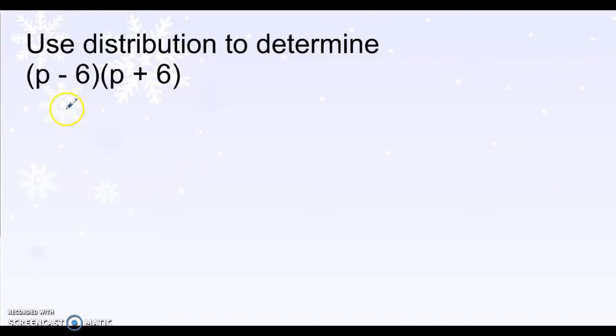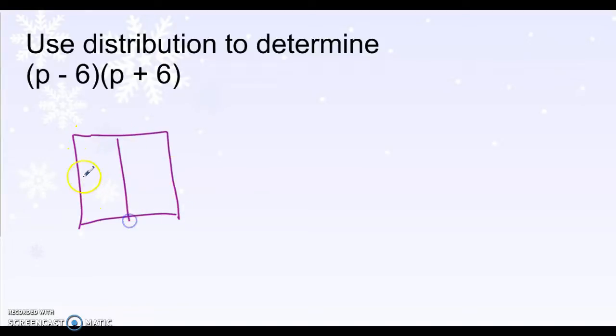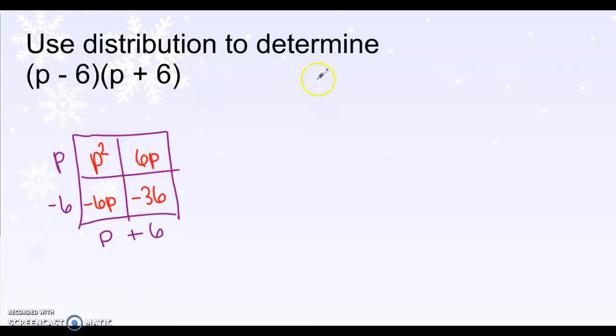So with this one, we have p minus 6 and p plus 6. What you're going to notice is there's a special thing that happens when you do this. P minus 6 and p plus 6. So p times p is p squared. P times 6 is 6p. Negative 6 times p is negative 6p. And negative 6 times positive 6 is negative 36. We have our 4 parts. If you want to do distribution, you absolutely can.